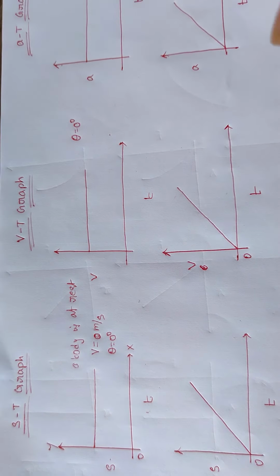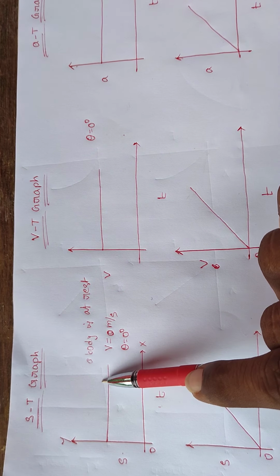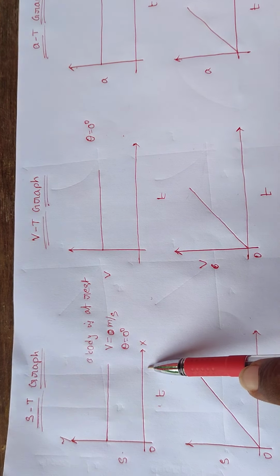Are you able to identify this point? Okay, but here in the displacement-time graph, with slope parallel to the time axis, the body is at rest. What is the velocity? Velocity equals 0 meter per second. What is the reason? Here the slope angle theta equals 0 degree.